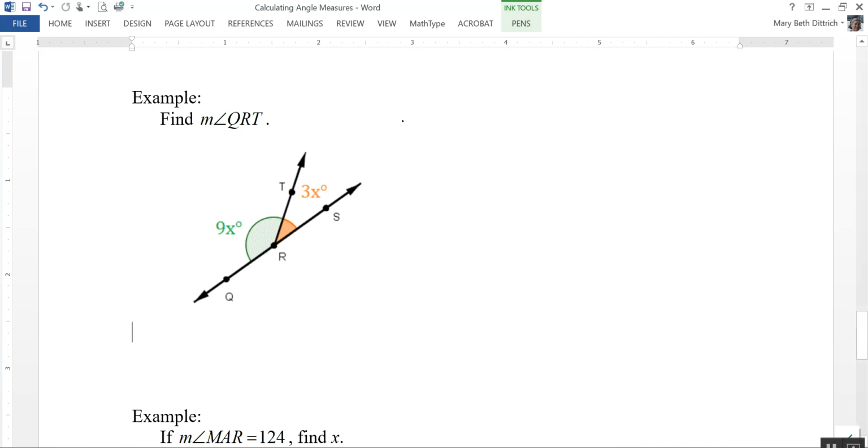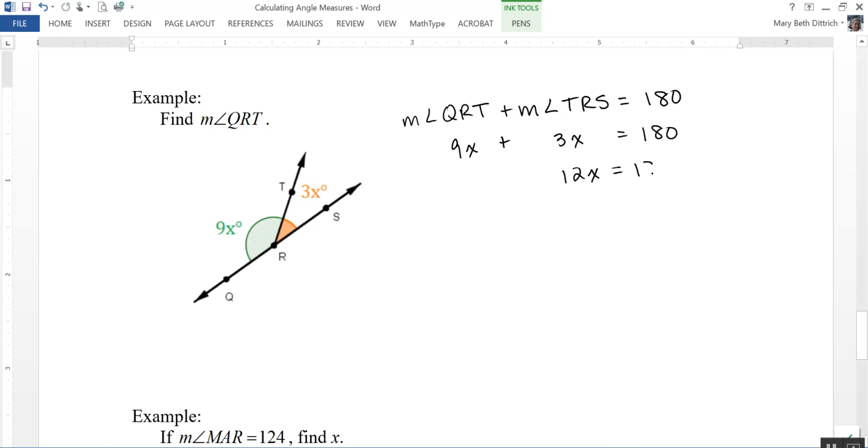So I can say the measure of angle QRT plus the measure of angle TRS is equal to 180. So I'm given an algebraic expression for QRT, which is 9x, and an algebraic expression for TRS, which is 3x. That equals 180. And from here I can just go ahead and solve this algebraically.